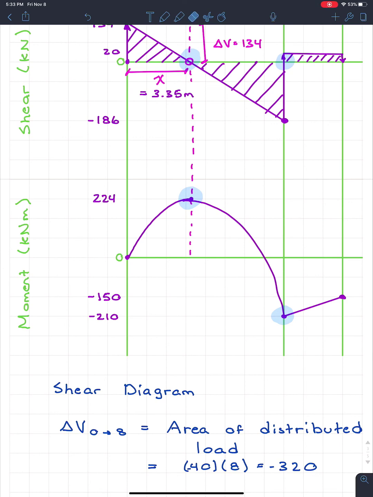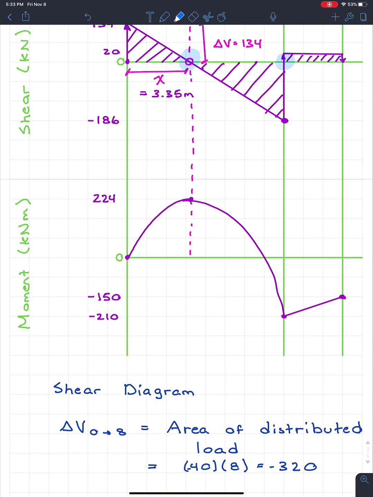So if that's the case and they ask for the maximum shear, you guys are going to have to look for the keywords maximum positive shear or maximum negative shear. And sometimes they might just say the absolute value of shear. So if that was the case, well, we know that 224 is greater than 210, so the 224 would be my answer.